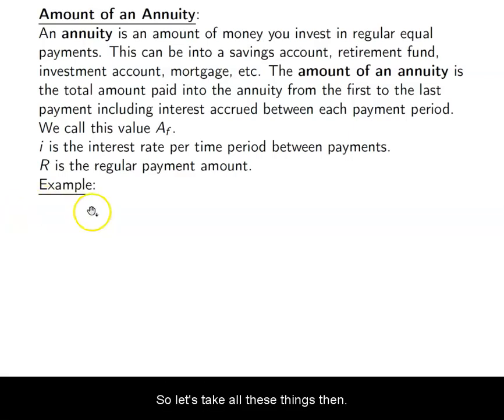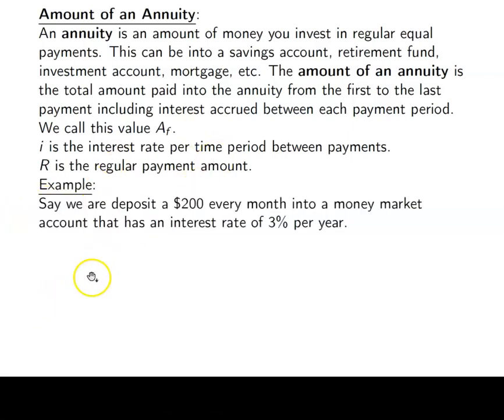So let's take all these things and form an example. So let's say that we deposit $200 every month into a money market account. So money market account, it's like a savings account, earns generally more interest than a savings account. And it's a little bit more volatile, meaning there's a little bit more risk involved because it has a higher return. But we generally invest in money market accounts for short periods of time, right?